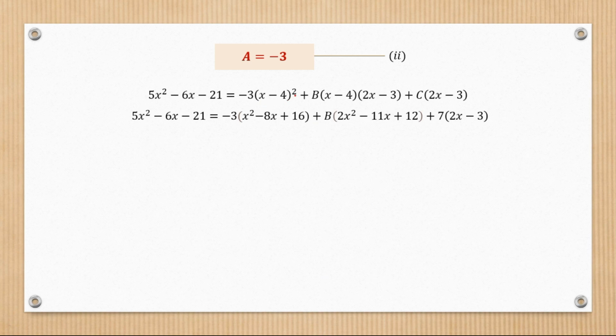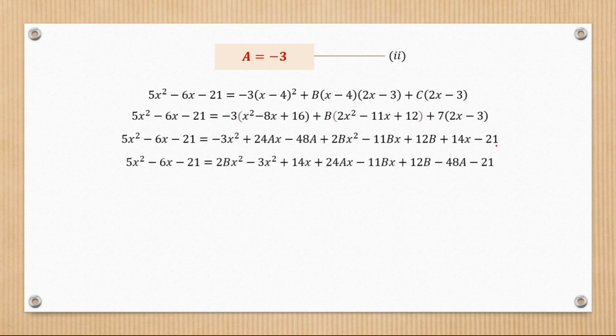Now when I open these brackets, x minus 4 squared is going to be equal to x squared minus 8x plus 16. Then when I multiply these brackets, x minus 4 times 2x minus 3 is going to be 2x squared minus 11x plus 12. And then we have 7. So when you open those brackets, I have negative 3x plus 24ax minus 48a plus 2bx squared minus 11bx plus 12b plus 14x minus 21.